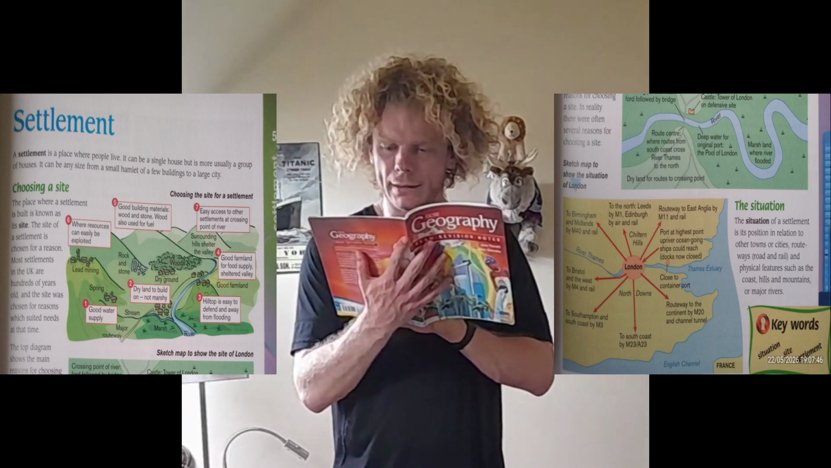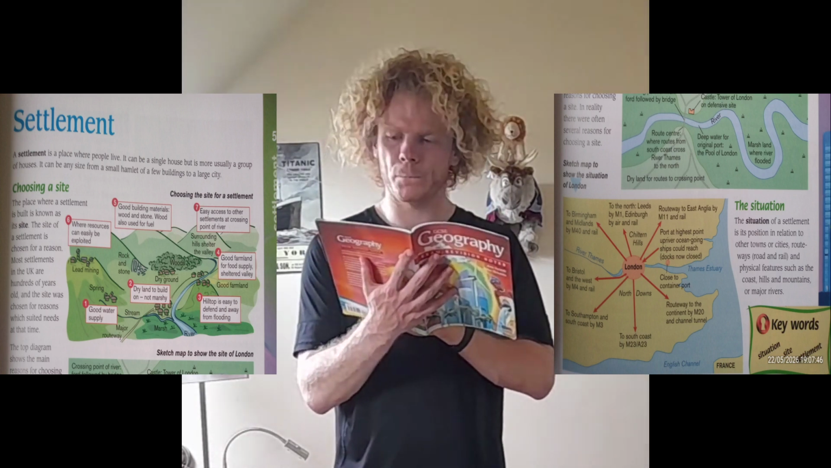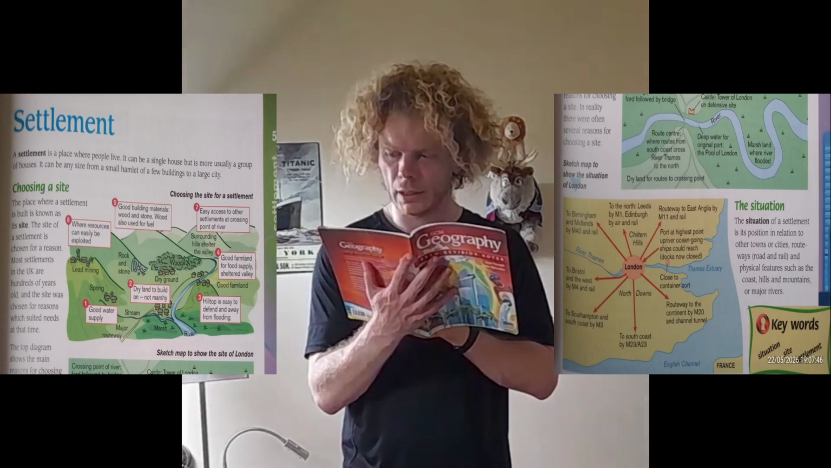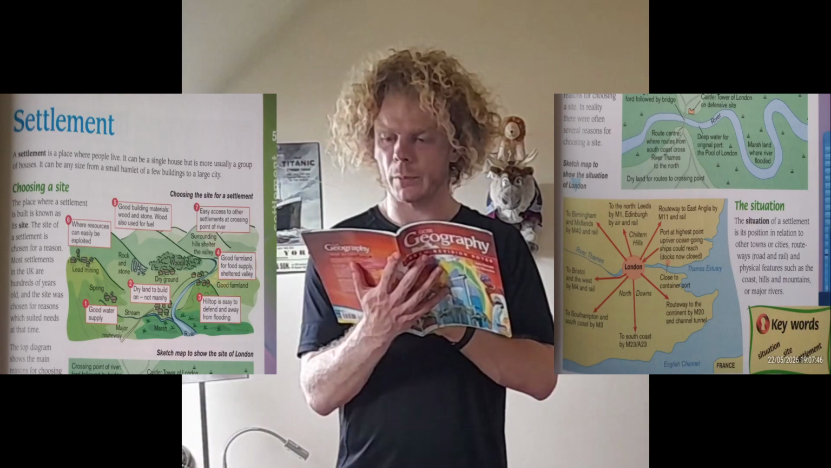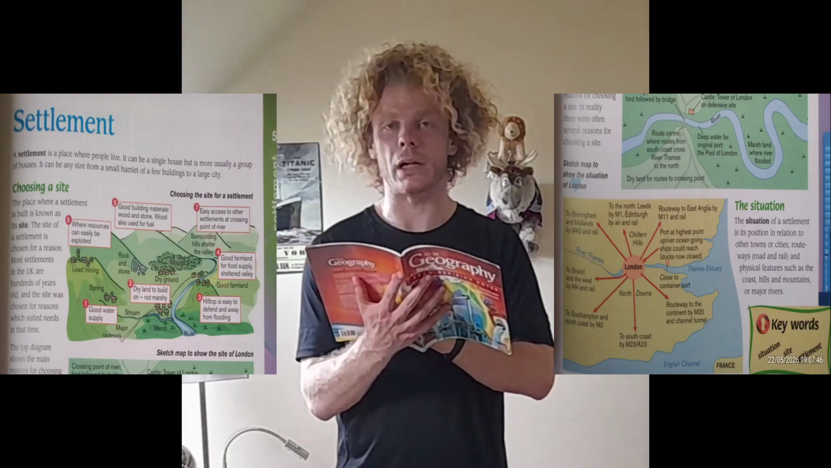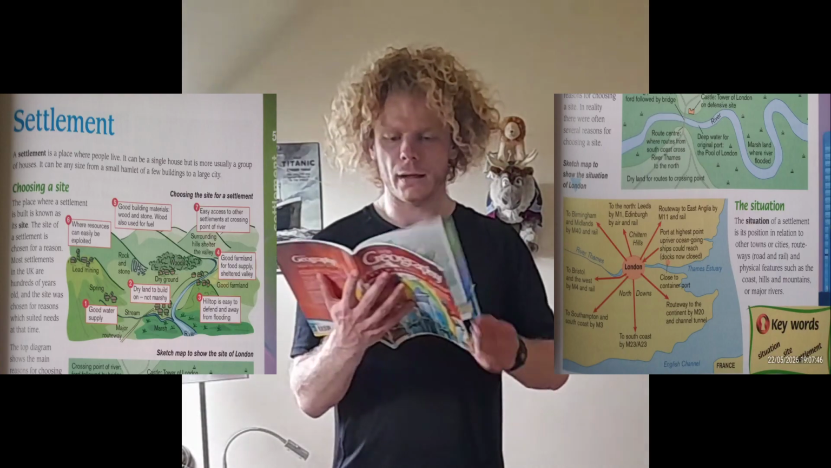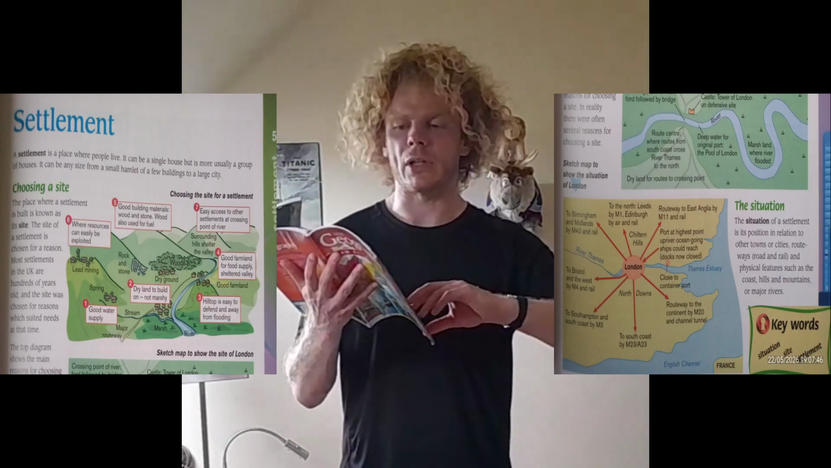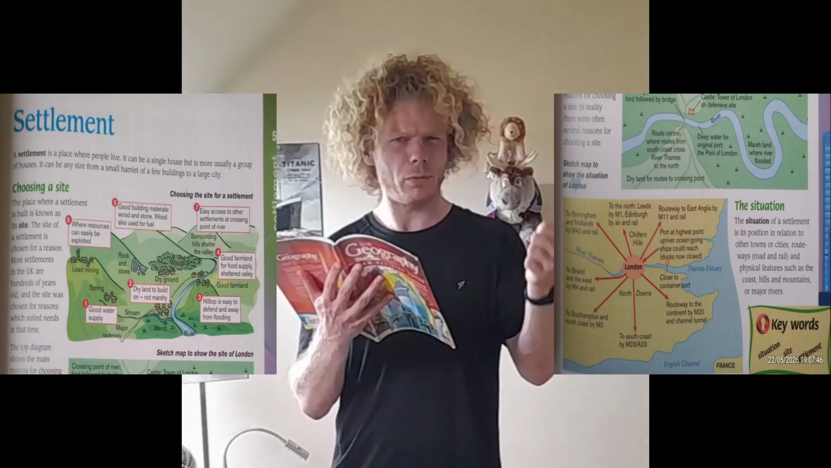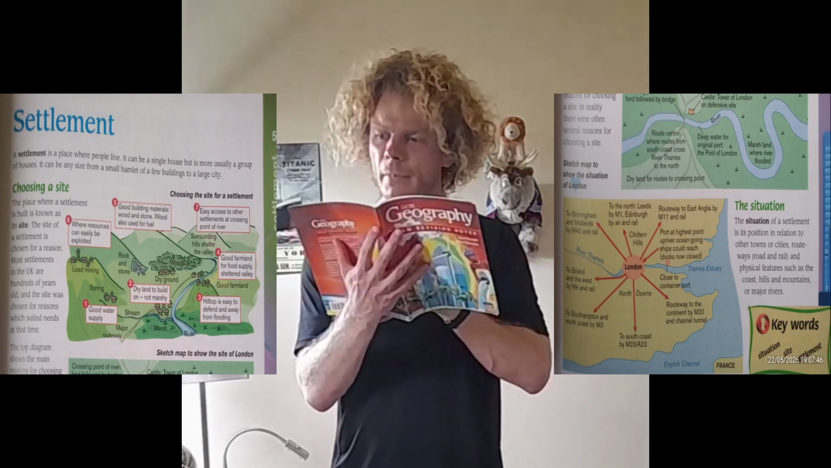A settlement is a place where people live. It can be a single house, but it's more usually a group of houses. It can be any size from a small hamlet of a few buildings to a large city. I already saw a hamlet is a very small group of houses or something. So settlement, a place where people live. Can be one person, I think, or many.